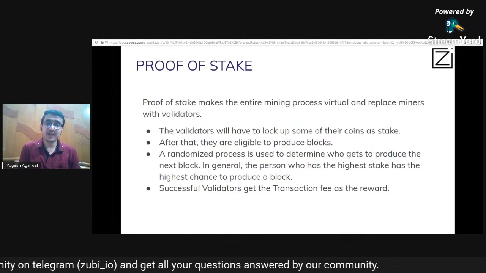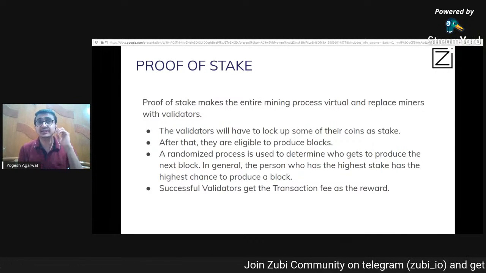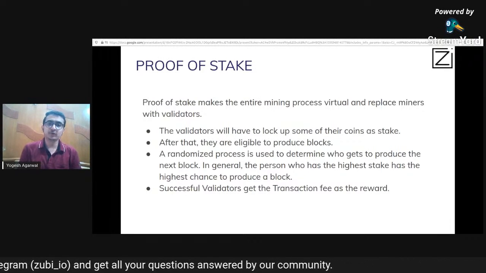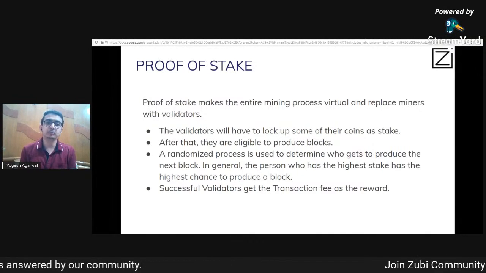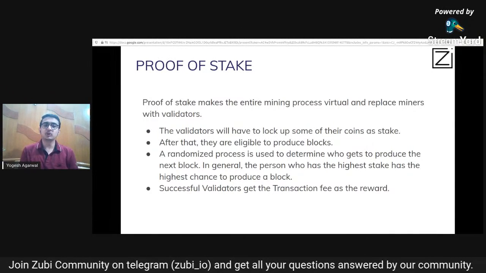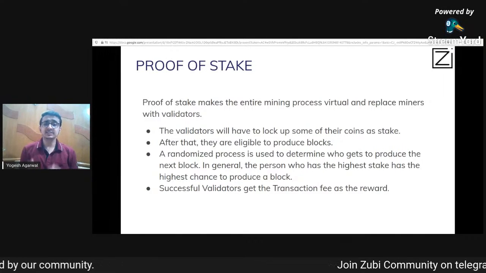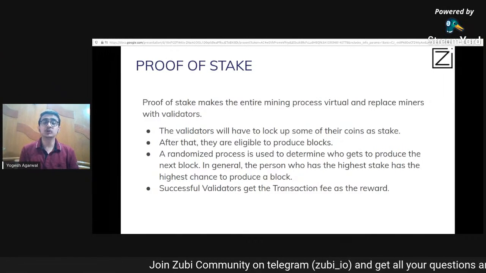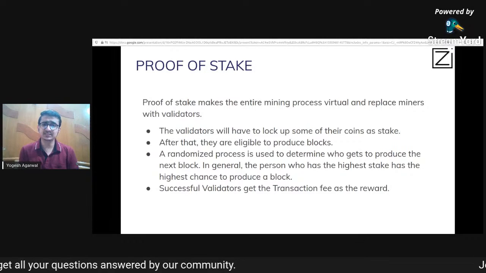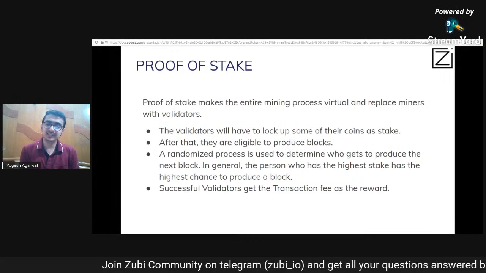So once you become a validator, how is it chosen which validator is committing the next block? It is a randomized process. A lot of companies and a lot of people are working on it and modifying different things of it, but we are talking about the most simple approach. In the simple proof of stake, a randomized process is used to determine who is producing the next block. In general, the person who has staked the most coins gets the highest preference to commit the next block, and whoever successfully commits the next block gets a transaction fee as the reward.